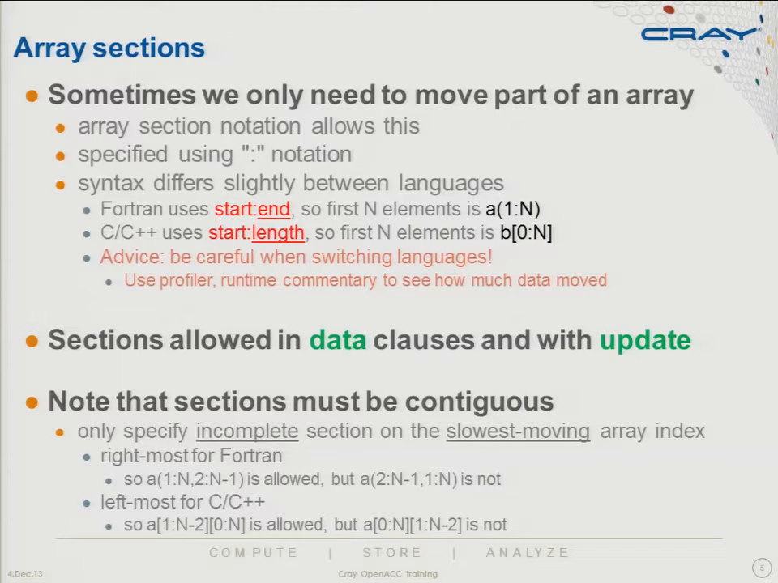For C, it's the same, except it's the other way around. So for C, the fastest moving indices, which are on the right, have to be complete slices, and then the incomplete one is only one of them at the left-hand side, because it has to be one block of memory. If you need to send a number of slices, you'll need to have a number of separate directives.